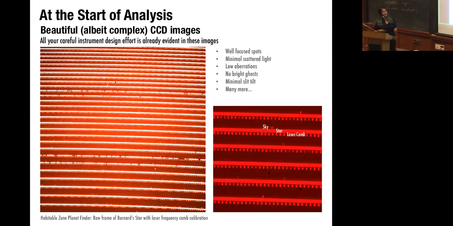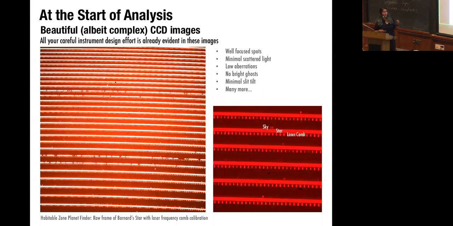So this is the sky fiber, not a lot of light in it, which is good, but you can see some of the sky emission lines. Here is the stellar light. You can see the continuum there, and there's your laser frequency comb making a very nice forest of lines to calibrate again.